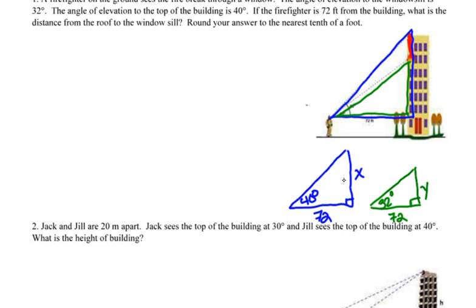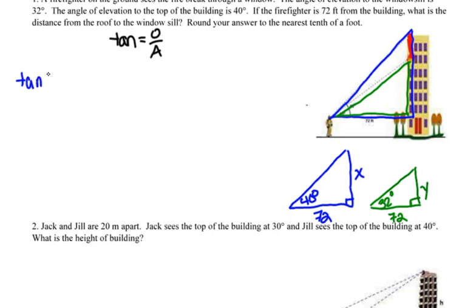In the blue triangle, x represents the leg opposite the 40 degrees. 72 represents the leg adjacent. So I want to use the trig ratio that deals with tangent. And if you take a quick look at the green triangle, you notice that the same is true. We've got the opposite side y and the adjacent leg 72. So I'm going to go ahead and set up my ratios for each of these two triangles.